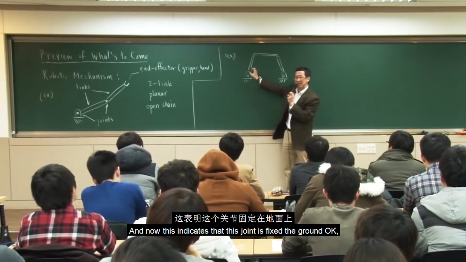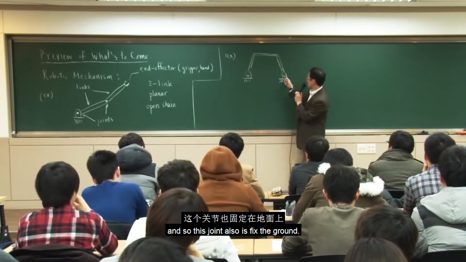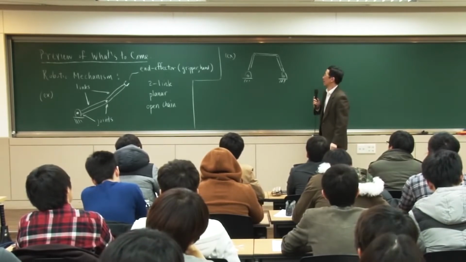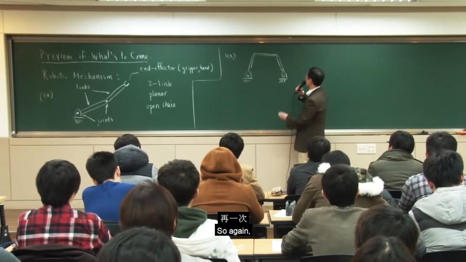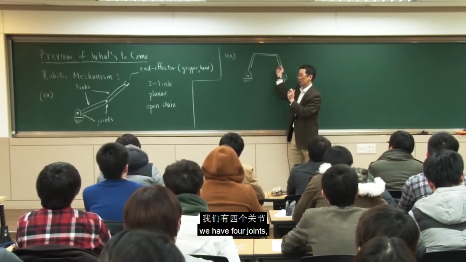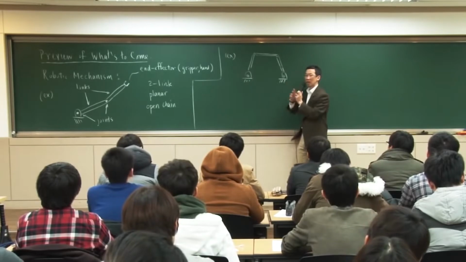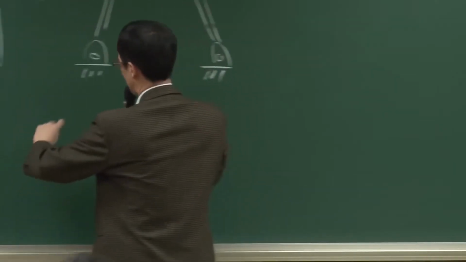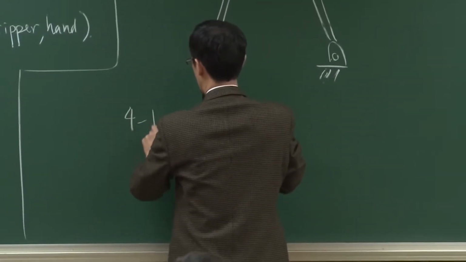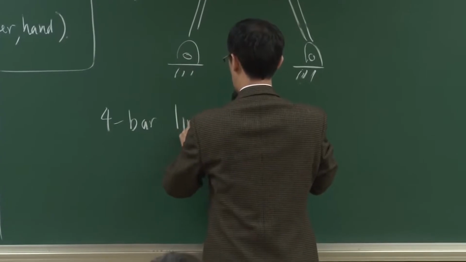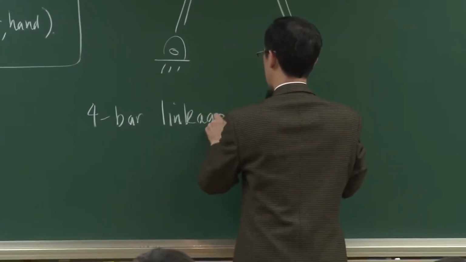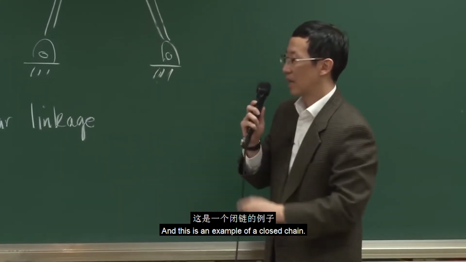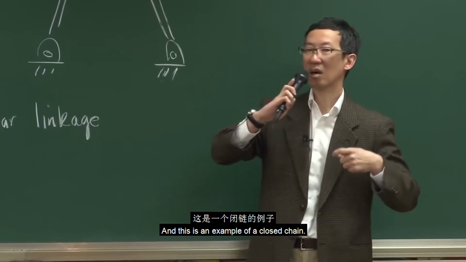And now this indicates that this joint is fixed to ground. Okay, and so this joint also is fixed to ground. Okay. So again, here we have 3 links, 1, 2, 3. We have 4 joints, 1, 2, 3, 4. Okay. And this is an example of, well, it's a 4-bar linkage. Okay, so a linkage is another word for mechanism. And this is an example of a closed chain.